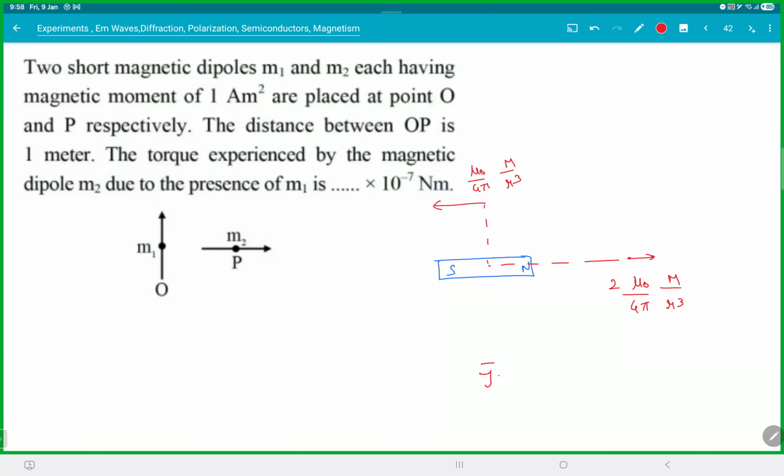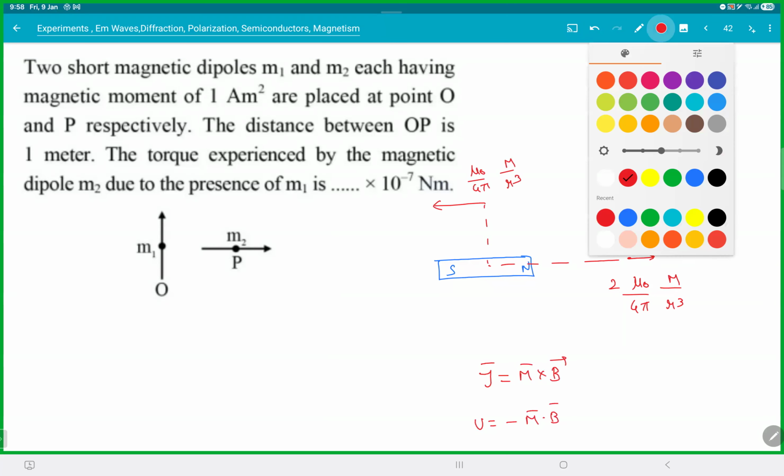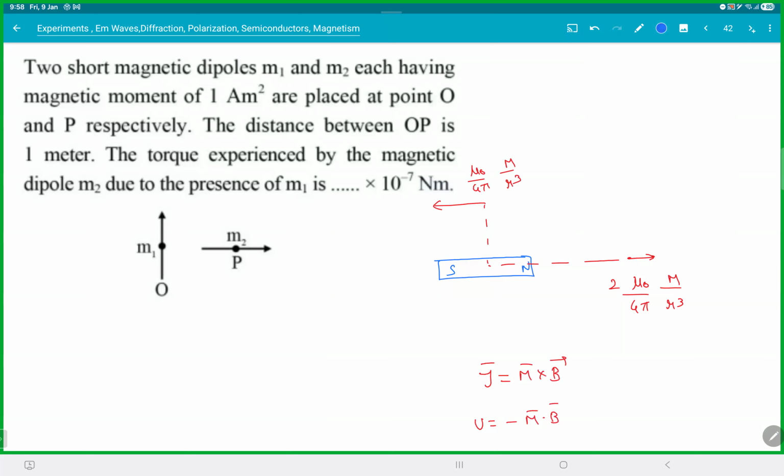And what is torque given by? Torque is equal to m cross b. Potential energy is given by minus m bar dot b bar. If you remember, these are the formulas, identical to electrostatics. If you guys remember electrostatics, Q is similar to pole strength. You should check out the notes.